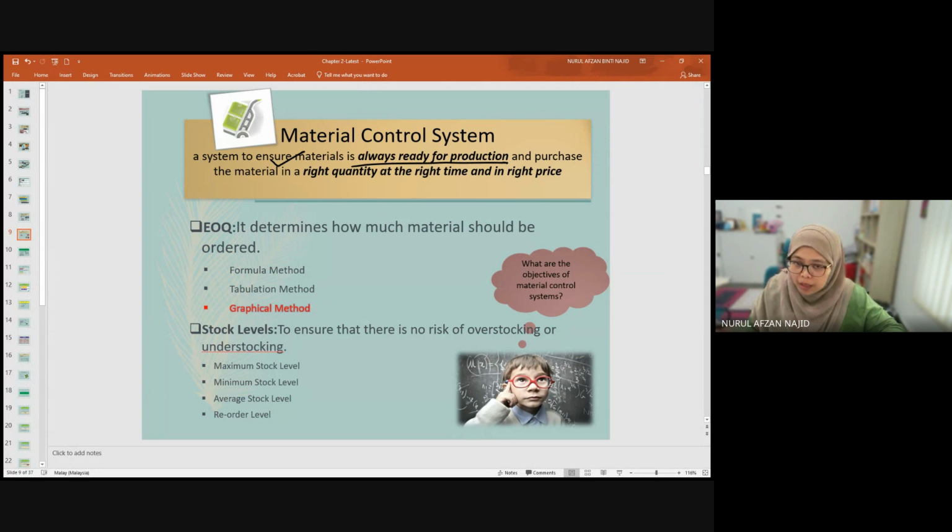So kalau you nak lebih faham, you just imagine sekarang ni you adalah storekeeper. Okay, right. So a system to ensure that material is always ready for production and purchase the material in the right quantity, at the right time and at the right price. 3 benda tu penting. Bila you beli barang tu, you kena pastikan barang tu pada kuantiti yang betul. So kita tak nak ada overstocking, kita tak nak juga understocking. Tak nak terlebih beli, tak nak terkurang beli.